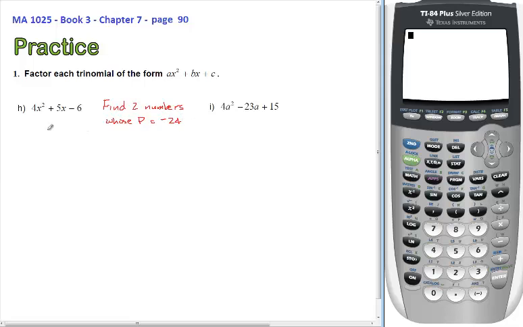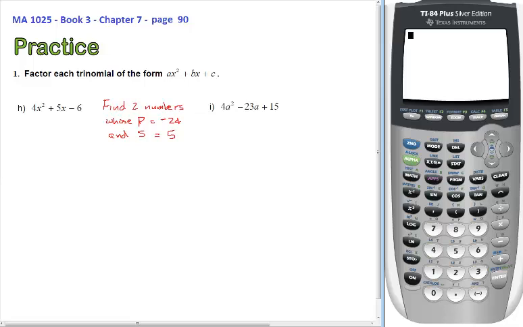Now remember where you get the product from. This number times this number. And that add up, so I'll call it sum. So find two numbers whose product is negative 24, P for product, multiply, and whose sum is the middle term coefficient. So whose sum is just this, 5. So we want to find two numbers that multiply to give you negative 24 and add to give you 5. Now if you can find those two numbers, then it's factorable.